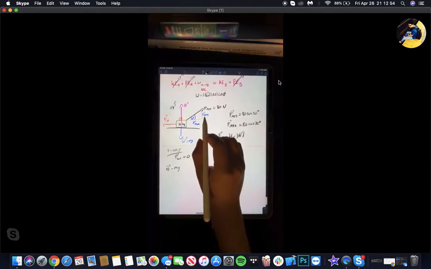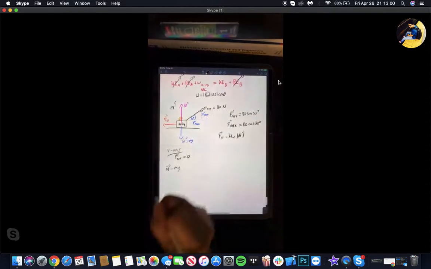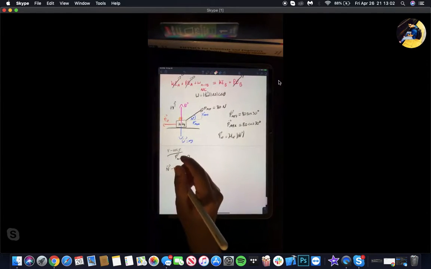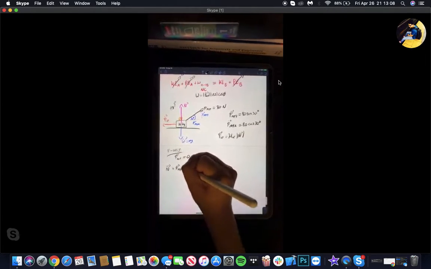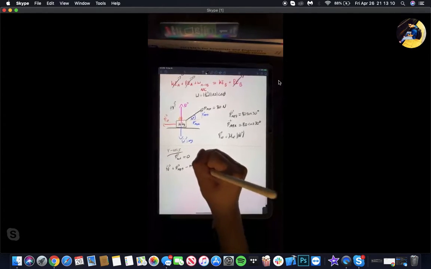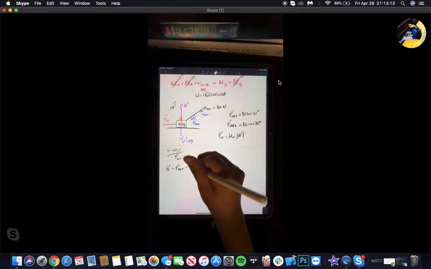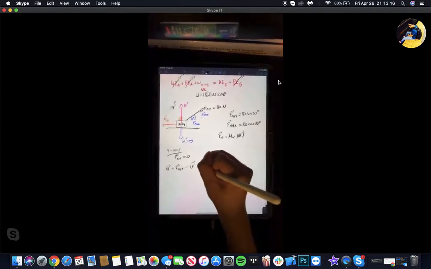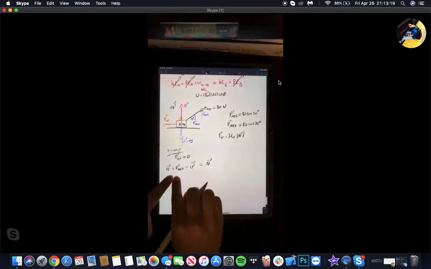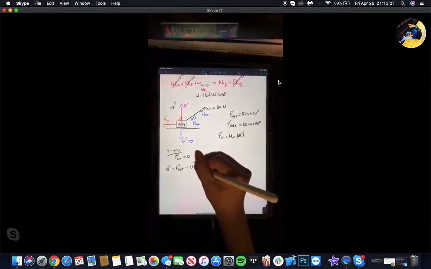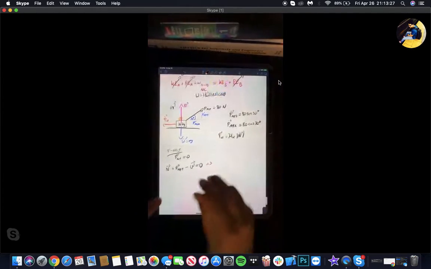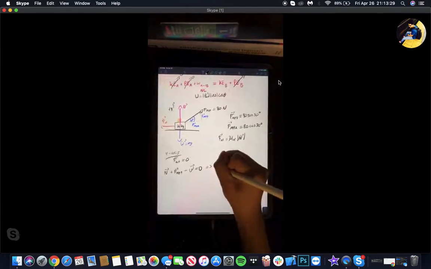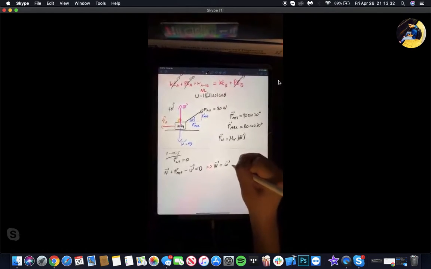What else? Look at the F applied y. It has the direction up, so plus F applied y, minus mg, or W, which equals 0. I'm going to move these to the right side. So normal force equals the weight W minus F applied y.